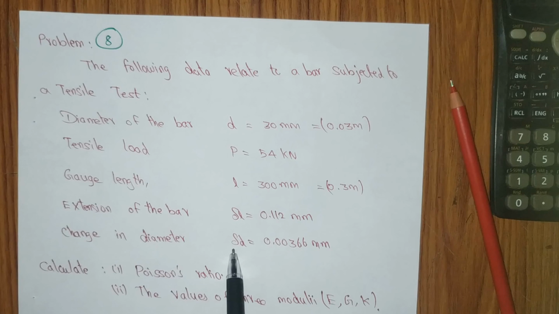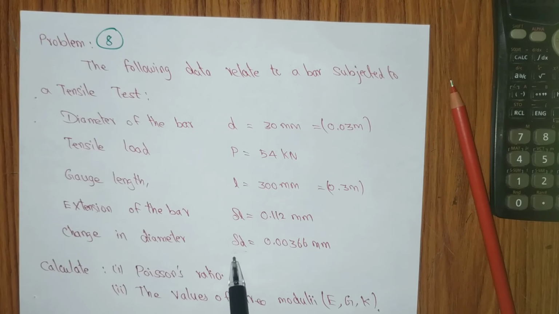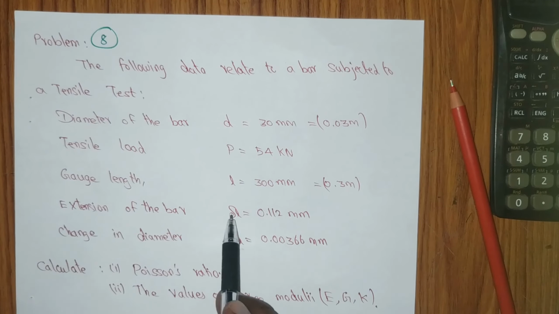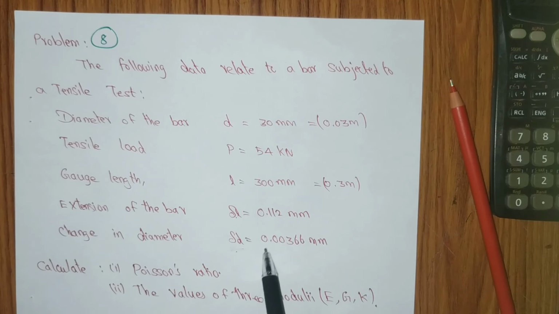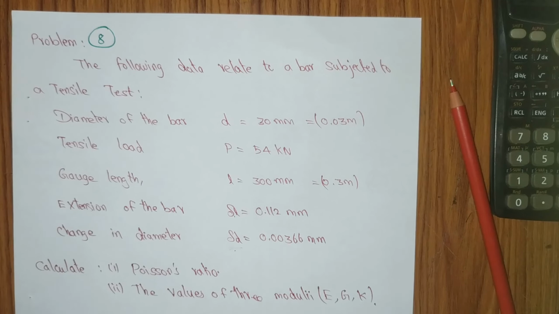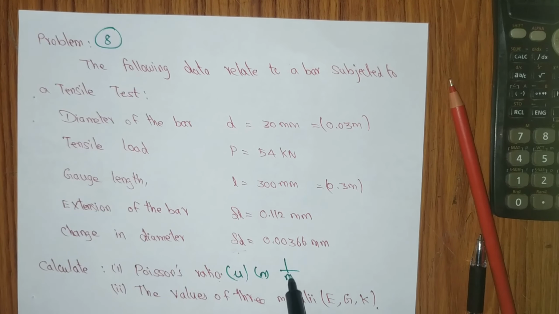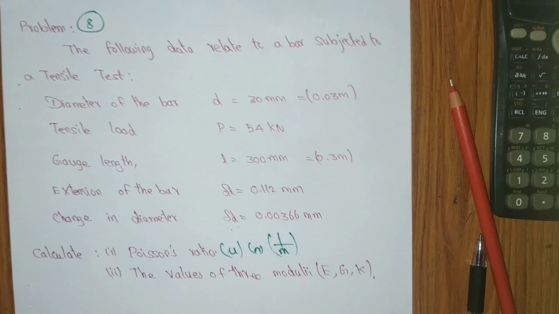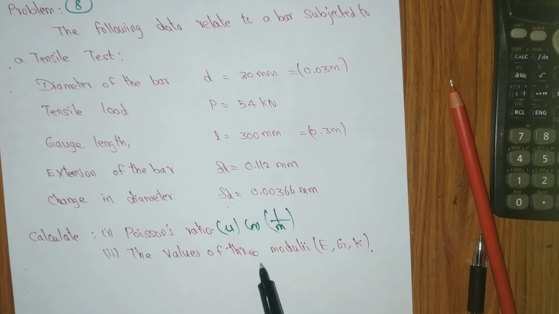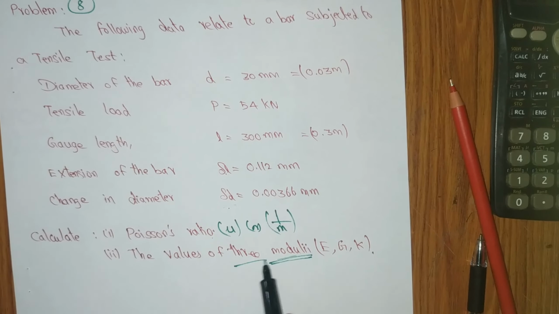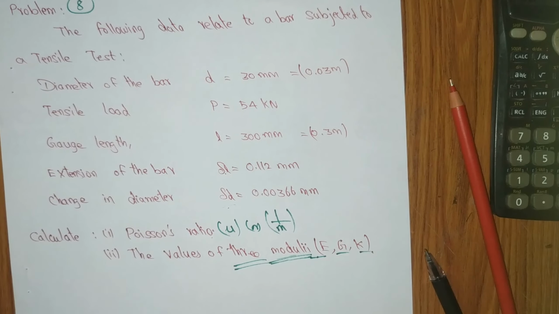Change in diameter, this is the lateral change, right? Lateral contraction. This is the longitudinal stretching length. This is the lateral, 0.00366 mm. So find out the Poisson ratio, and Poisson ratio we can call mu, or in some cases 1 by m. In some cases they will give m. So we need to find out the values of three moduli, that is Young's modulus E, bulk modulus K, and shear modulus G.